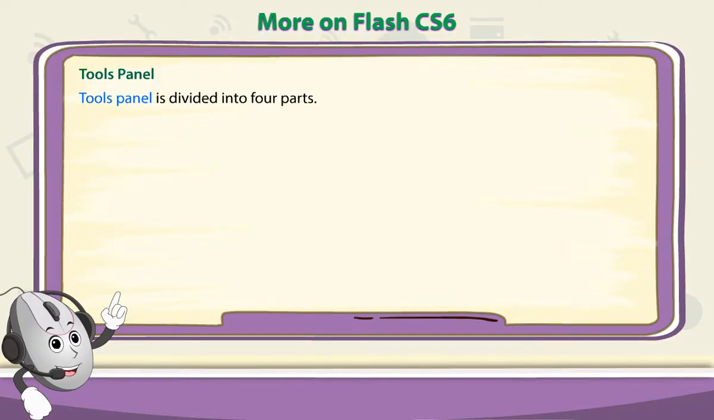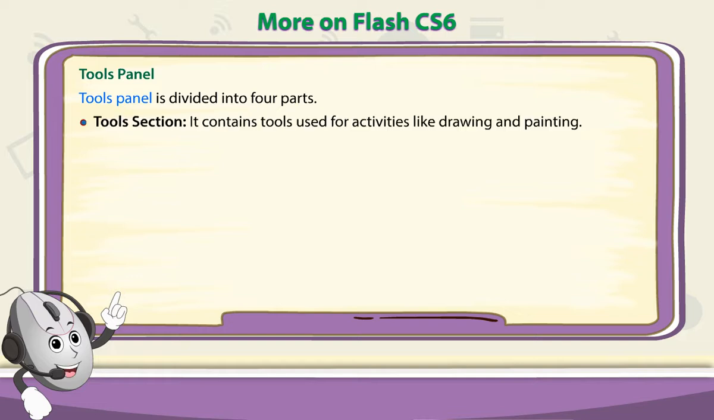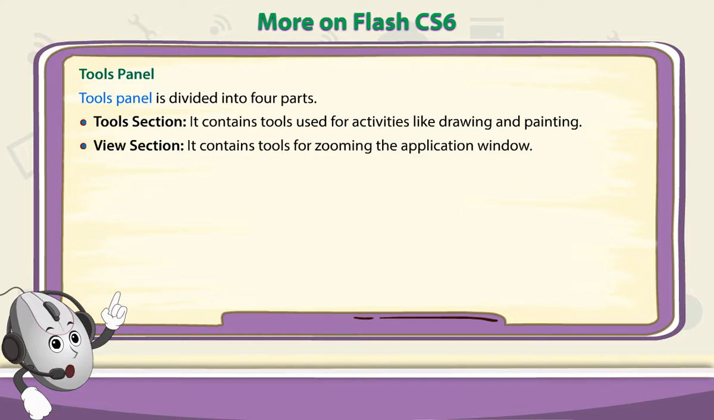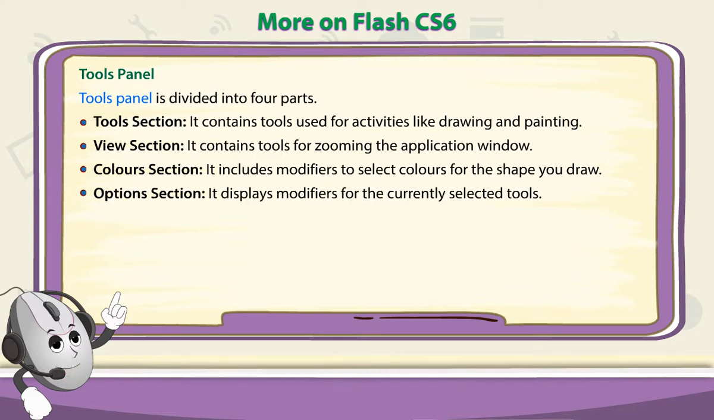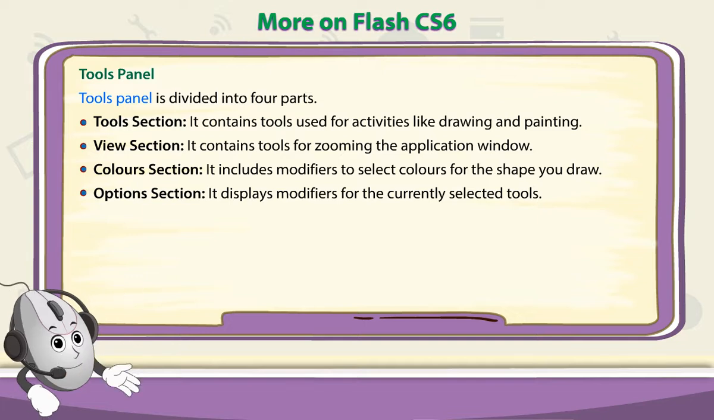Tools panel. Tools panel is divided into 4 parts. Tools section. It contains tools used for activities like drawing and painting. View section. It contains tools for zooming the application window. Colors section. It includes modifiers to select colors for the shape you draw. Options section. It displays modifiers for the currently selected tools.